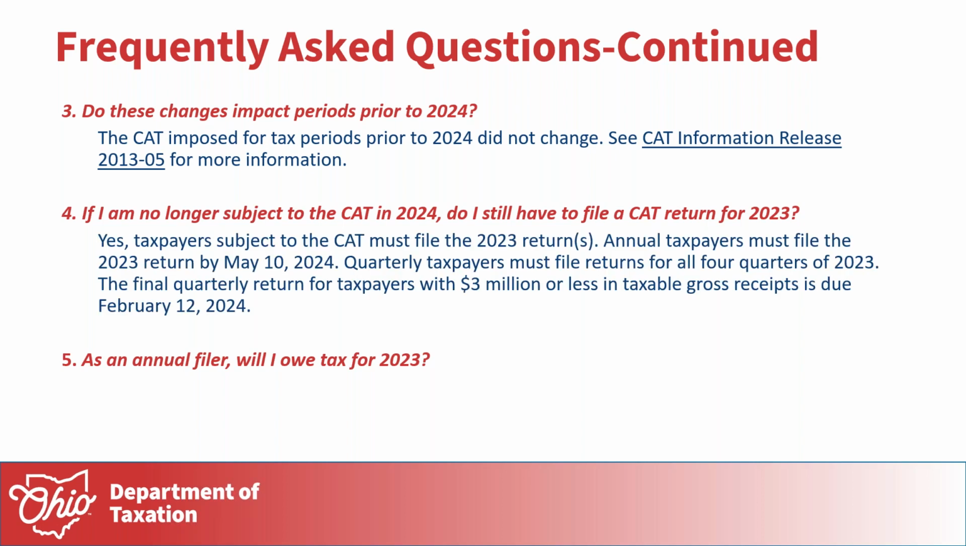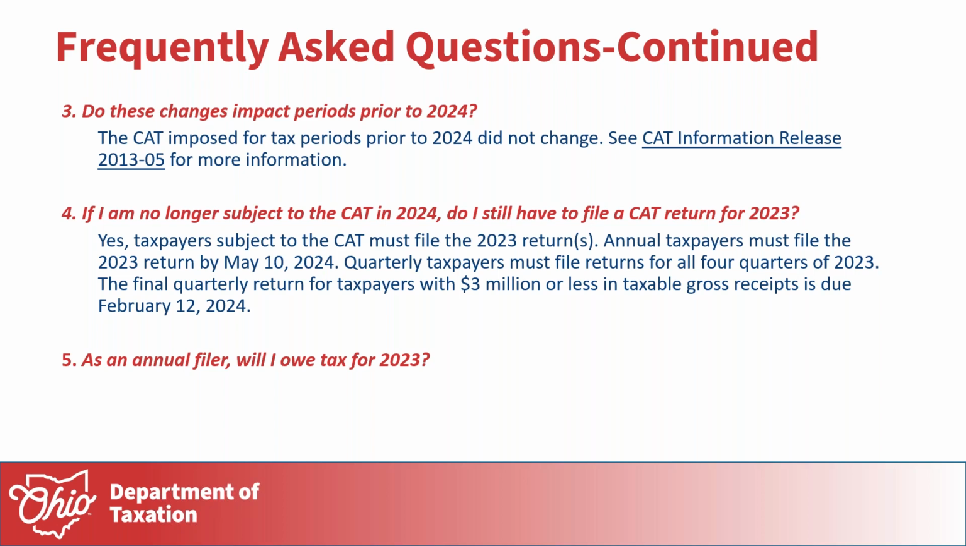Number 4, if I am no longer subject to CAT in 2024, do I still have to file a CAT return for 2023? I cannot emphasize this enough. The answer is absolutely yes. Taxpayers subject to CAT must file that 2023 return as your final return, and that's due by May 10th. Our quarterly taxpayers will still need to file for all 4 quarters for 2023 by the due date, which is February 12th.